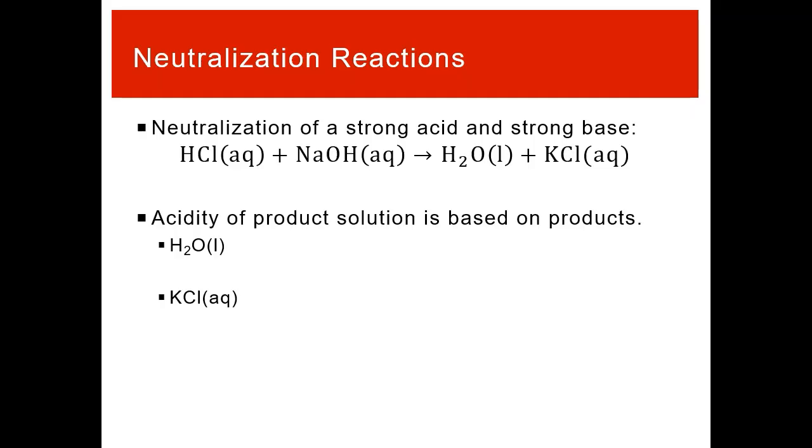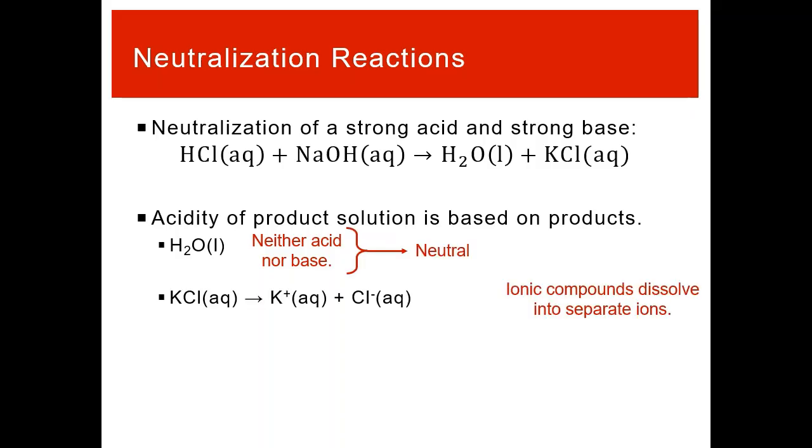So if I do a neutralization reaction, say HCl plus NaOH, now I'm going to make water and a salt. If I want to know the acidity of the resulting solution, it's based on the acidity of the products. H2O is not an acid, not a base. Water does not affect the pH of water. For KCl, we know that this is an ionic compound, and ionic compounds dissolve into separate ions. So if we want to parse out the acidity of a salt, I need to know the acidity of each ion in my solution.